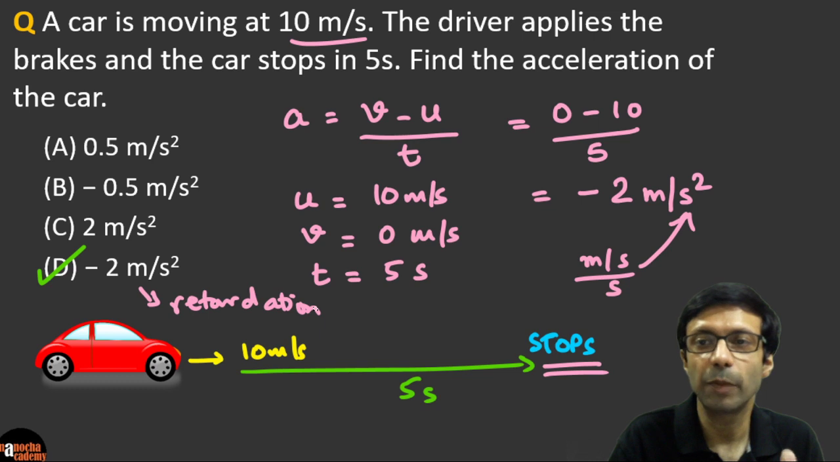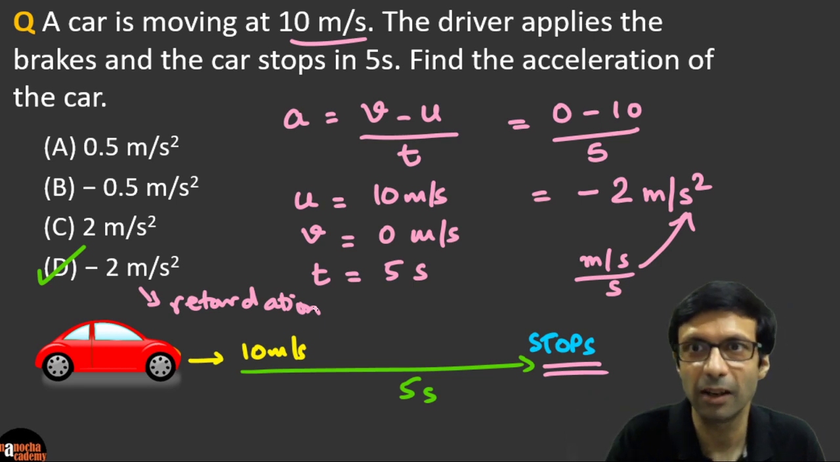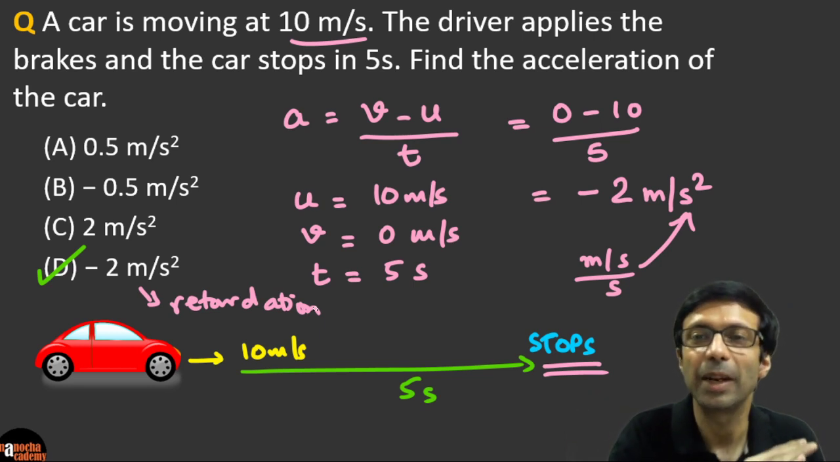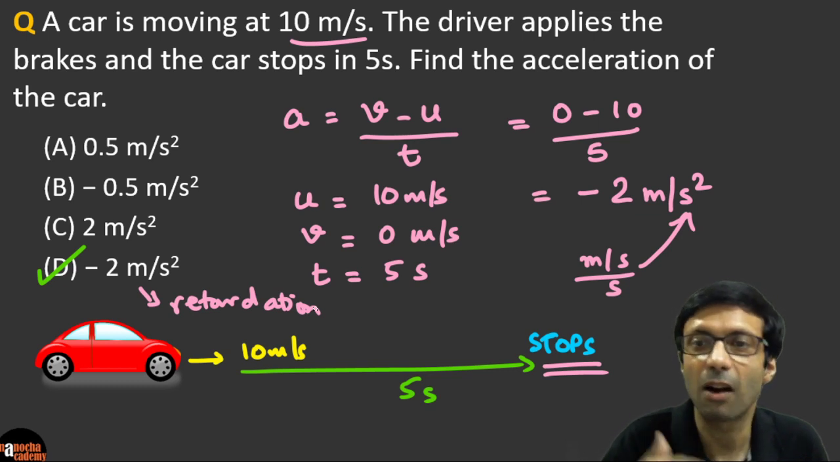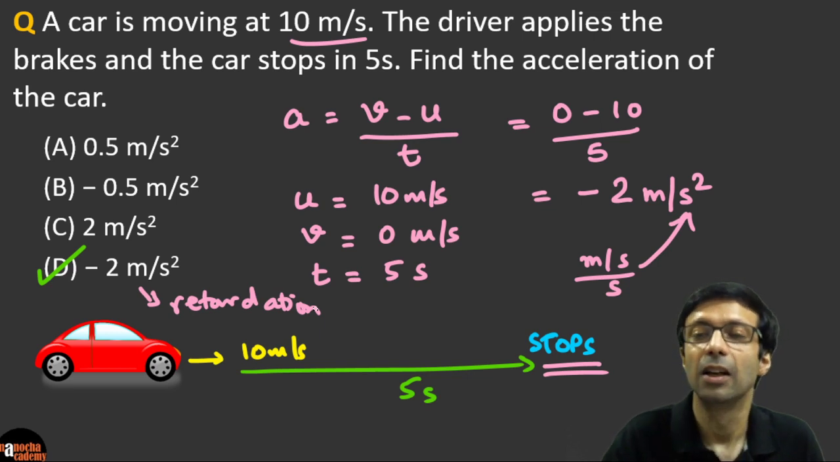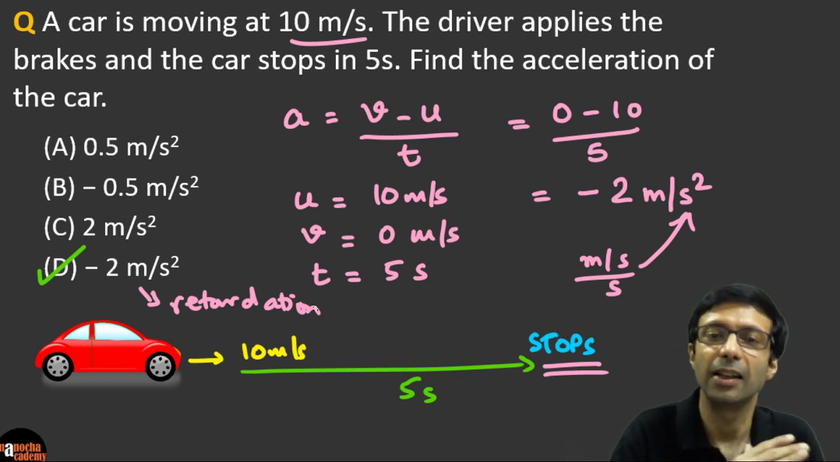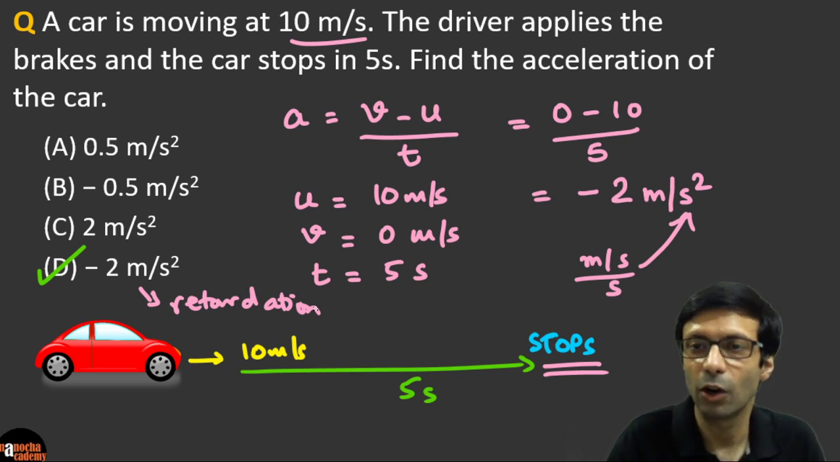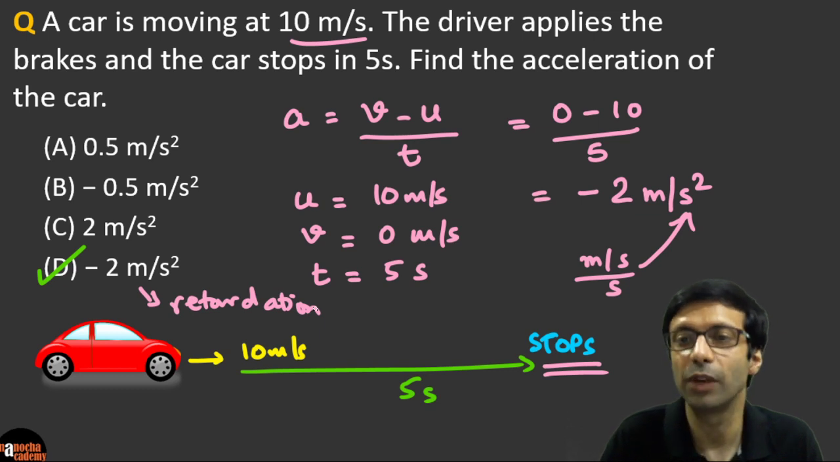What does this mean? That the car is decreasing in its speed, because normally we think of acceleration as the car increasing its speed, but a negative value means speed is decreasing. So when you apply the brakes, and note the spelling, it's retardation. Acceleration can be positive or negative. Positive means speed or velocity is increasing, and here speed or velocity is decreasing, meaning retardation.